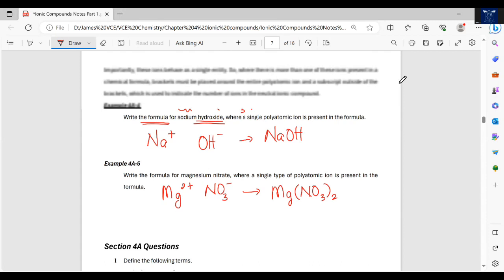We have NO3 minus. This is called nitrate. We have SO4 2 minus, sulfate. Then we have CO3 2 minus. This is called carbonate. And we also have OH minus, which is hydroxide.